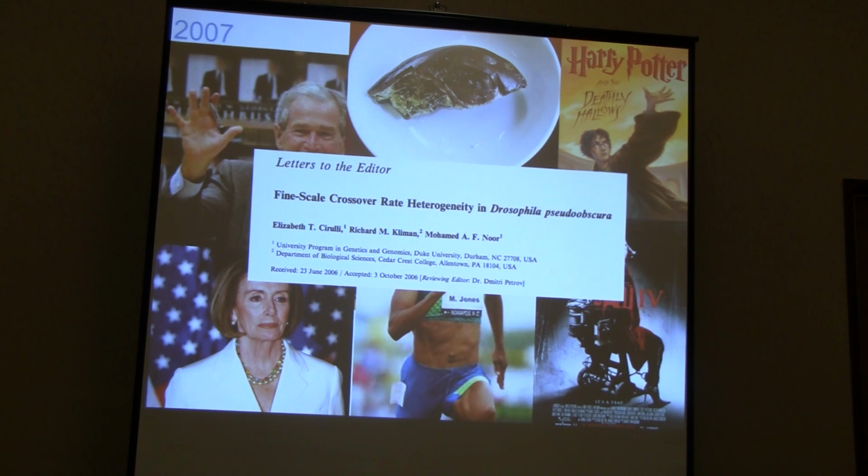Now, the most notable thing for me in terms of academics in 2007 was the publication of this beautiful paper by Elizabeth Cirulli, Rich Kliman, and Mohamed Noor in the Journal of Molecular Evolution. And in this paper, as the title suggests, they looked at fine-scale distributions of crossovers in Drosophila pseudoobscura. I read this paper and was totally blown away by the elegant simplicity of this experiment. And I decided that I was going to start thinking more about meiotic recombination.